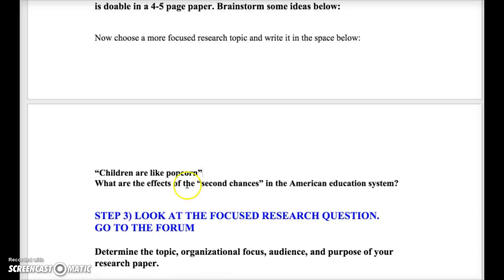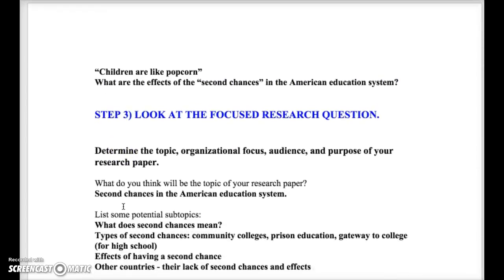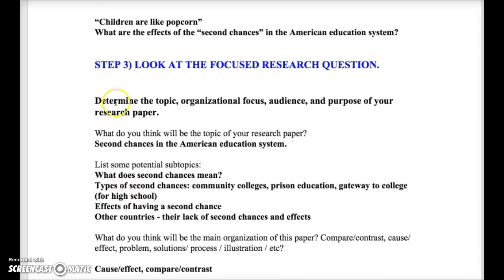So this idea revolves around second chances. And this is what really focused or really interested me. So I'm narrowing down my question to what are the effects of second chances in the American education system? I'm really interested in this. So let's see. I'm going to focus my research on this idea of second chances.